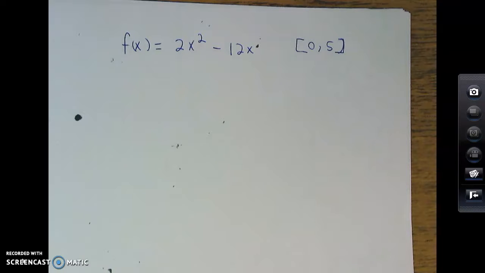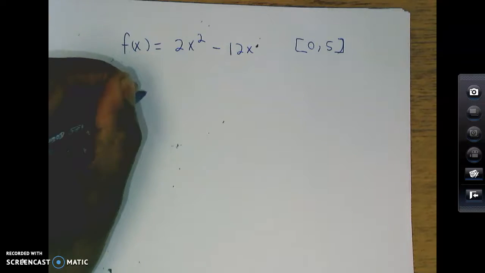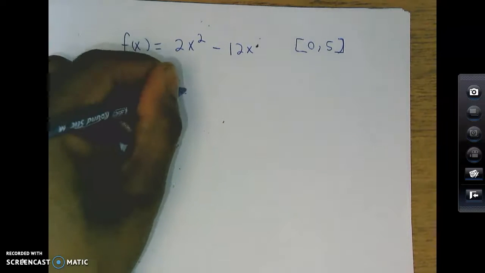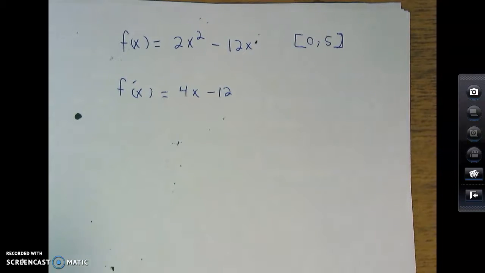So the first thing that I'm going to do is I'm going to find the derivative of f to determine if I have a relative max or a relative min. So I have f prime of x is equal to 4x minus 12. And remember, in order to determine if I have a relative max or a relative min, I first need to find my critical values. We have two possible categories that the critical values can fall in. Either a critical value can be when the derivative is equal to 0 or when the derivative is undefined.